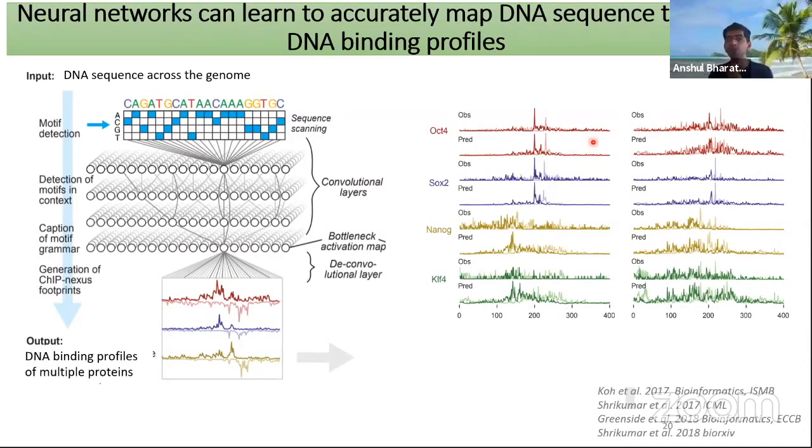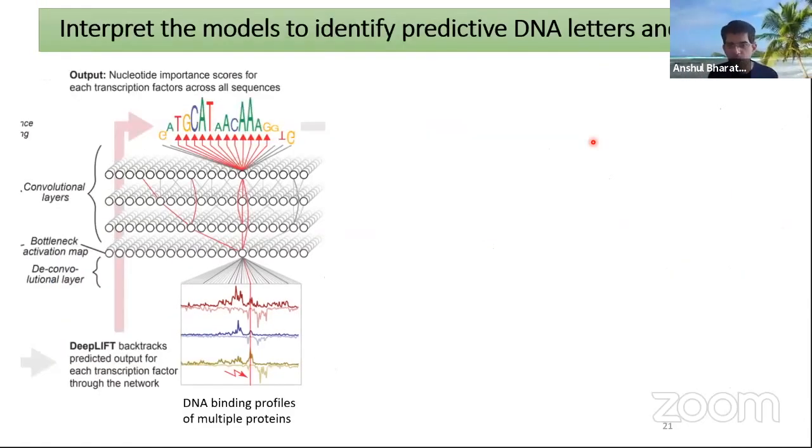Now, this gives us huge power because now that we have this model that has taken sequence and can learn to predict what these profiles are, we can start interpreting these models. What are the patterns the models are learning? So what we do is we take the model that is trained, and then we interpret which nucleotides in the input sequence are actually giving rise to the predictions.